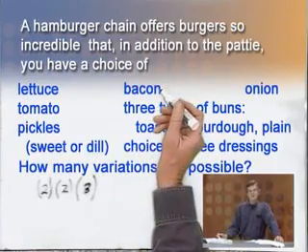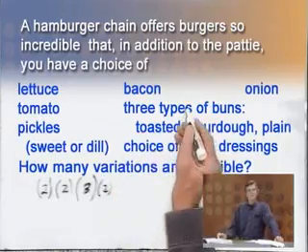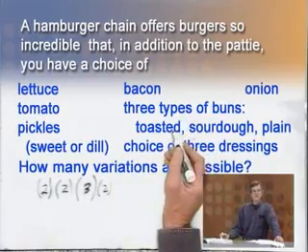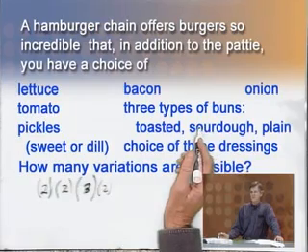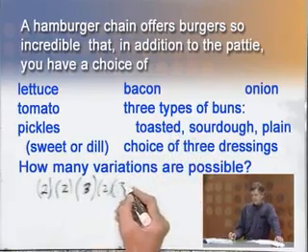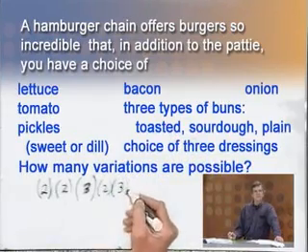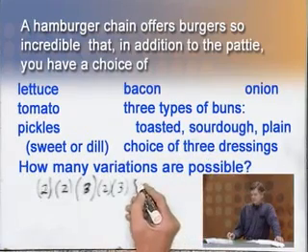Now for bacon, let's see, we should multiply by 2. 3 types of buns, toasted, sourdough, or plain. And let's say you do want a bun. Otherwise, I don't think we could call it a hamburger. It would just be a pile of assorted ingredients. So we'll say multiply by 3 in that case. Choice of 3 dressings. So what number shall I multiply there?